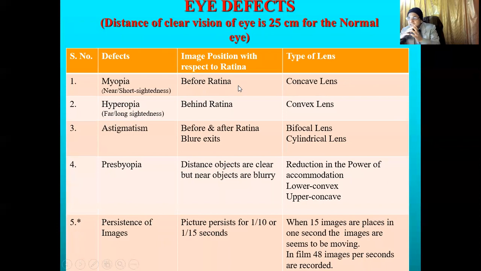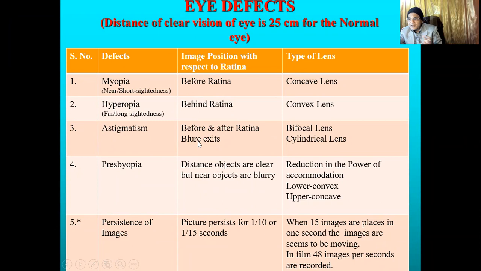So you have to try to increase the focal length, and that's why concave lenses are used. Hypermyopia, that is far-sightedness, is when the image is behind the retina. And if the image is behind the retina, then you need to focus the light on the retina. So you want a converging lens, and that is a convex lens. So myopia people have concave lens, hypermyopia people need convex lens.